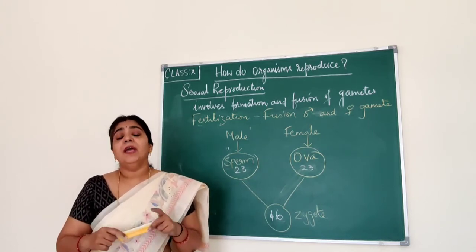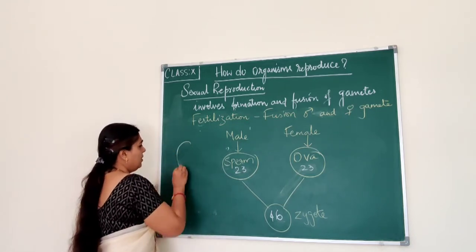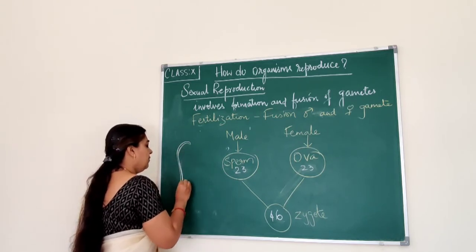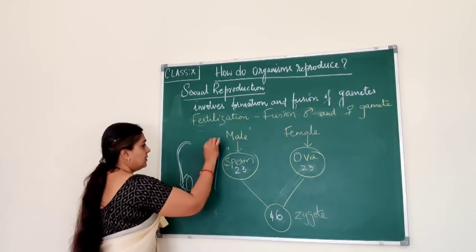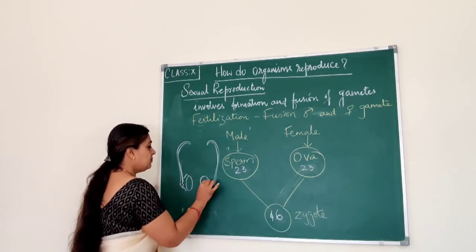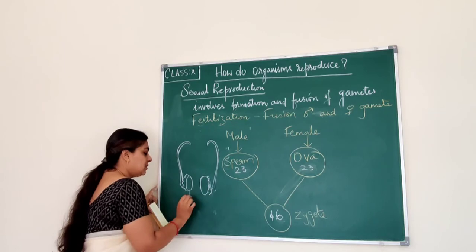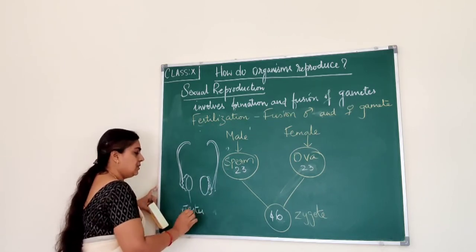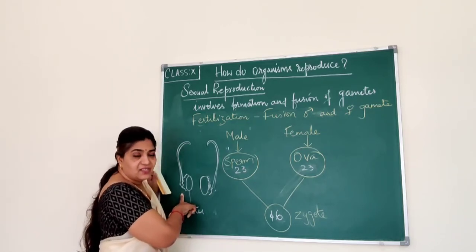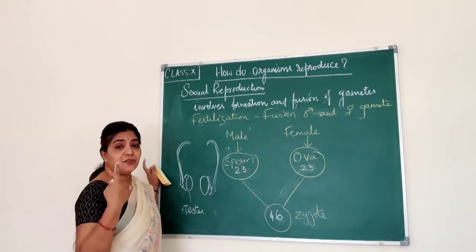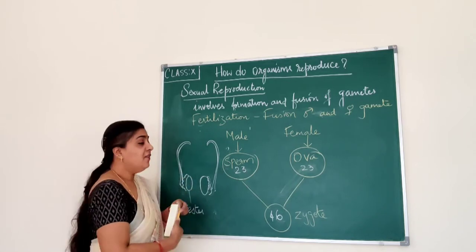So where exactly is it formed? It is formed in the testis in the case of male. Okay, so you know the testis. We'll be learning everything about the testis when we start with the human reproductive system. This is the structure we see in the male reproductive system. This is the testis. For formation of the testis, mitosis cell division is required. But inside the testis, to form the sperm, meiosis cell division is required.